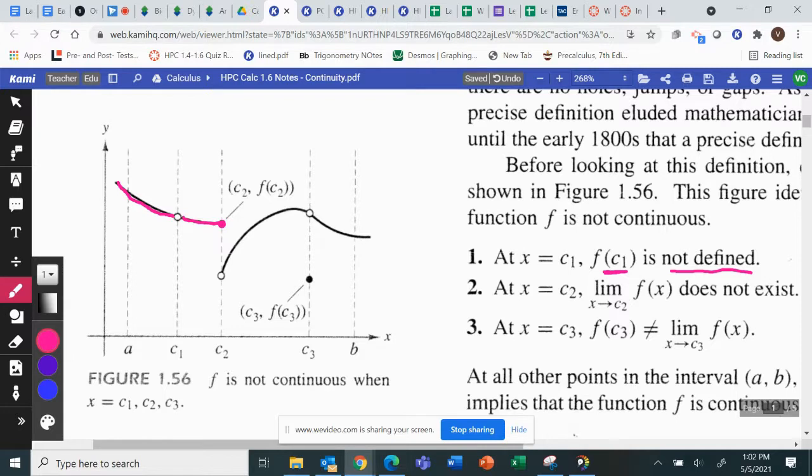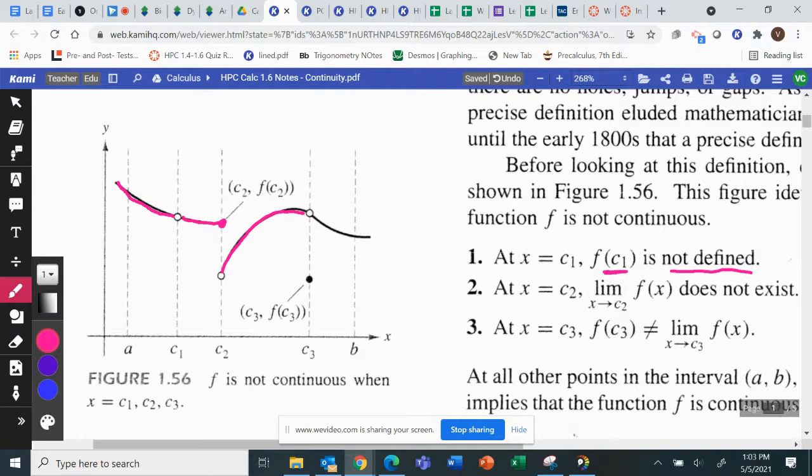After I pass c1 and get to c2, I would have to pick up my stylus to jump down to here before I start tracing again. So at c2, what's the problem? Why is it not continuous? It's called a break. There's a break in the graph. There's a jump in the graph.